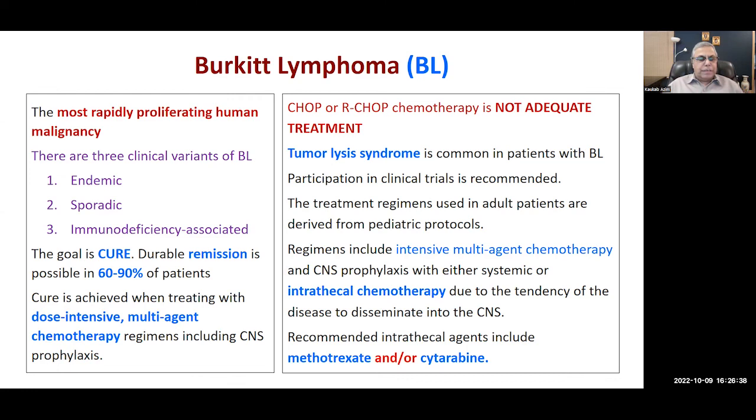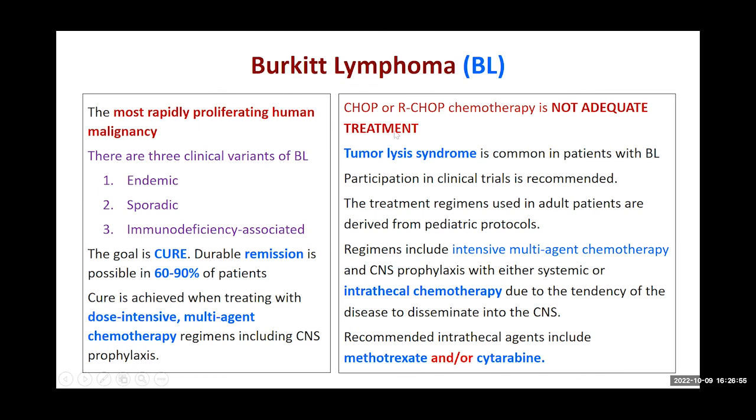Cure is achieved when treating with dose-intensive multi-agent chemotherapy. This occurs in younger patients, so we can give dose-intensive chemotherapy. But the problem is, you can give CHOP or R-CHOP, sorry, this is not adequate treatment. I'll give you the treatments in the next slide.